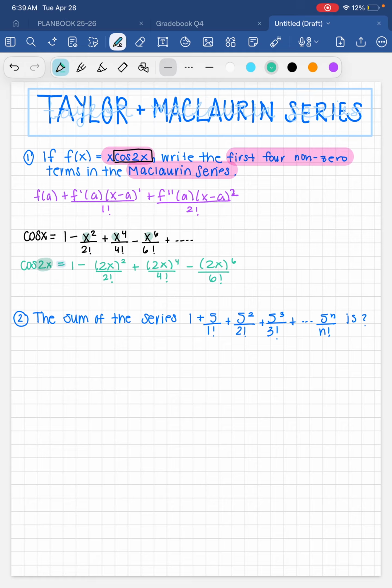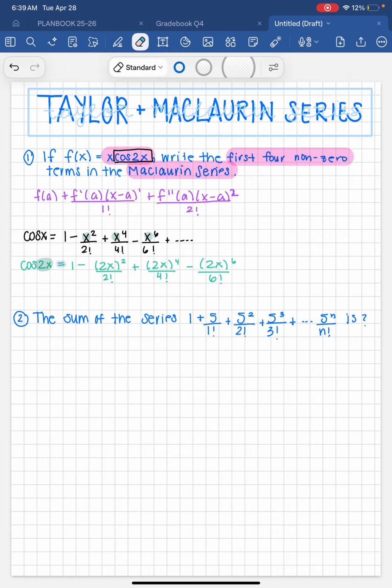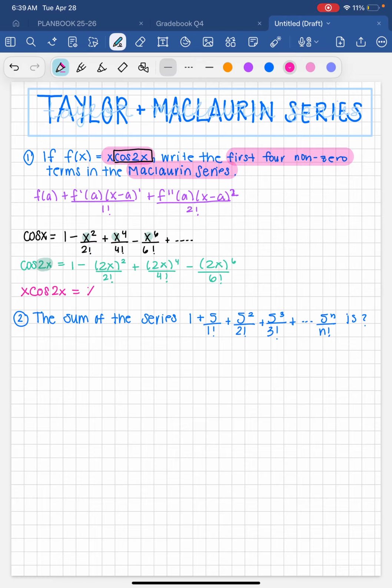And then last but not least, we're going to find the Maclaurin series for x cosine 2x. That just means we're going to take everything from the previous series that I just built and multiply it all by x. So we're going to have x cosine 2x. We're going to take every single term and multiply it by x. So you can see how I'm writing it.